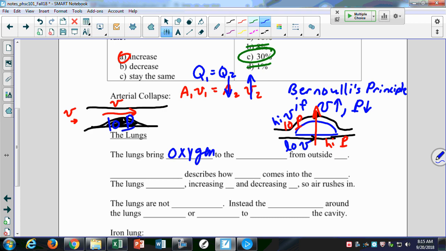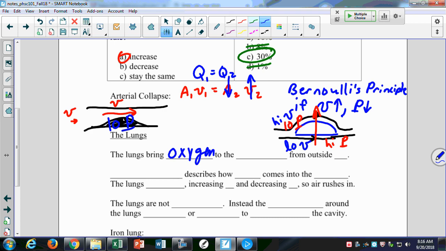How does Bernoulli's principle relate to the arterial collapse? Oh, because Bernoulli's principle says that if the velocity goes up, the pressure goes down. Okay. In an artery that's blocked, because of the continuity equation, the velocity increases. When the velocity goes up, the pressure goes down. So I get low pressure right here. And if I get a low enough pressure, I get higher pressures outside. They collapse it down.